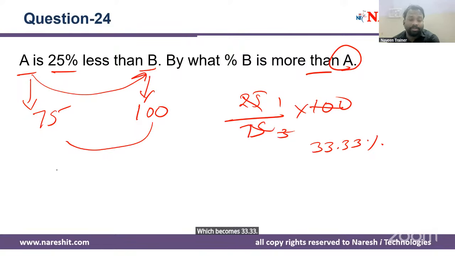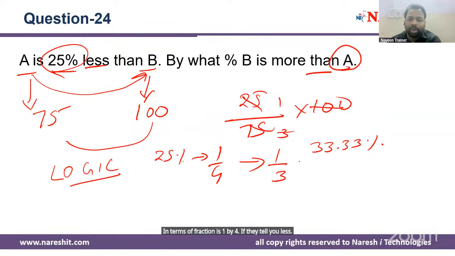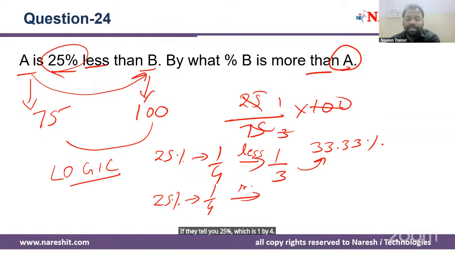Now come to the logic. 25 percent in terms of fraction is 1 by 4. If they tell you less, make 1 by 4 as 1 by 3. And 1 by 3 is nothing but 33.33, and that's your answer. How does 1 by 4 become 1 by 3? Because the question was 25% less. If they tell you 25 percent, which is 1 by 4, is more, then make 1 by 4 as 1 by 5. Then the answer becomes 20 percent.